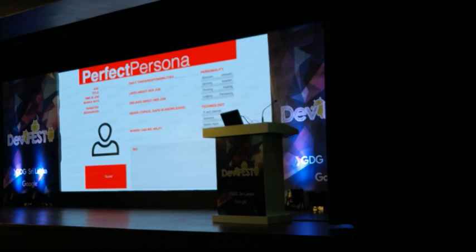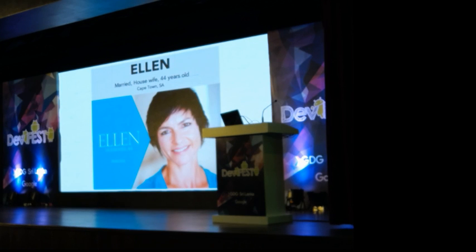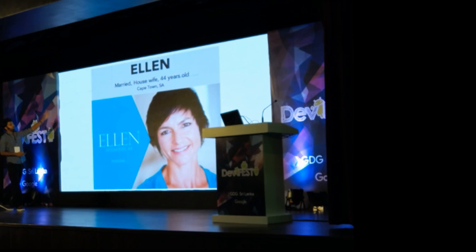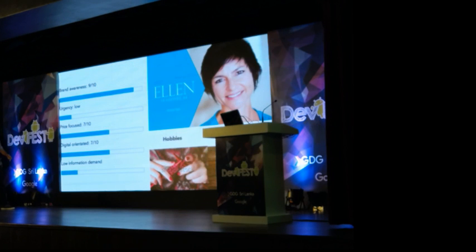So using this persona template, what you do is you identify common users and create a fictional character. So this is one of the examples that I, of course, took from the internet. And the name is Ellen. You have to give a name to the persona. So Ellen is married, housewife, 44 years old, the location, and the tech: is this person techie? Is this person digital oriented? Is this person demanding information? So different characteristics of this person. And what are the hobbies?